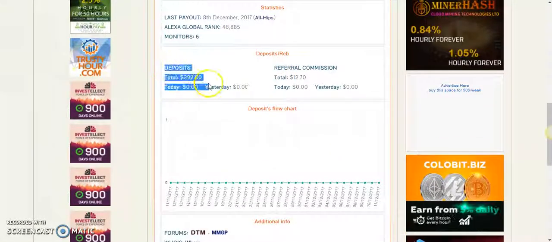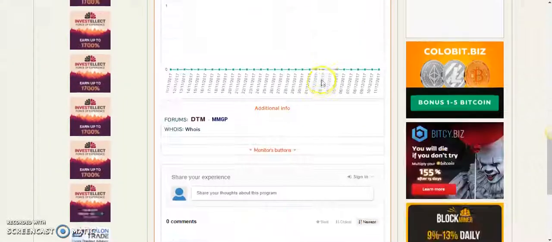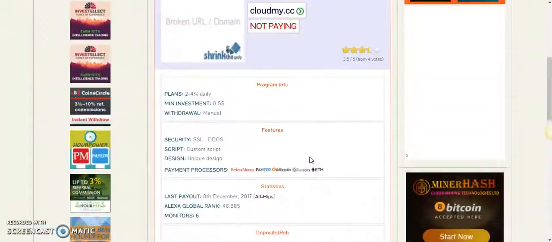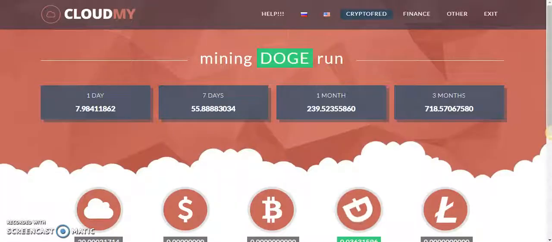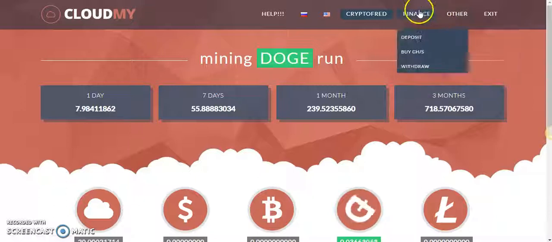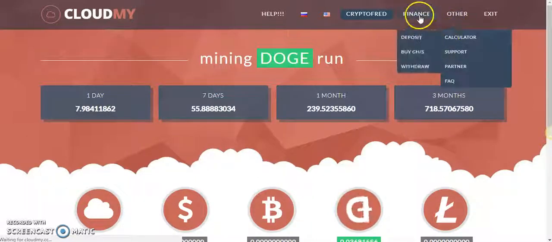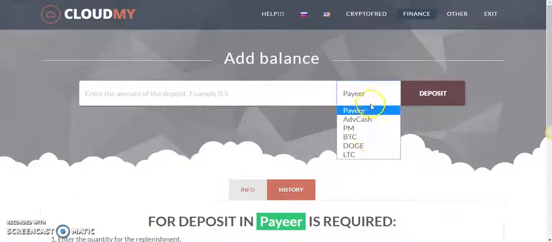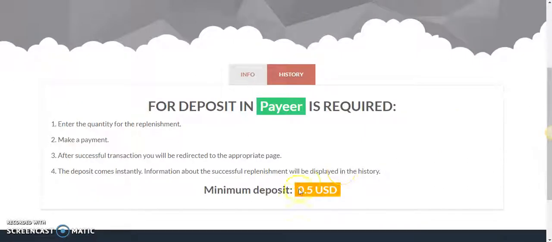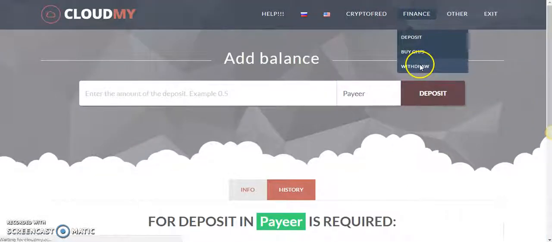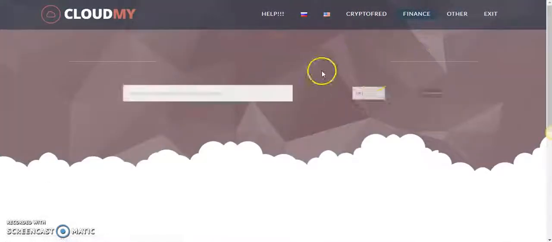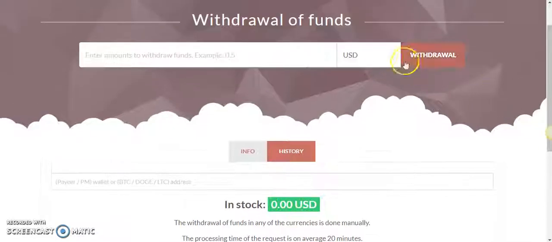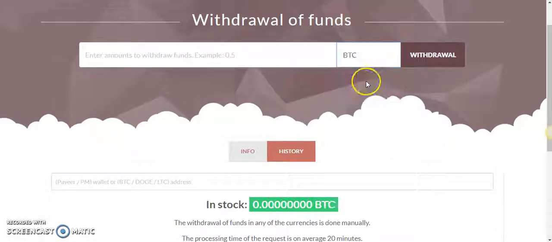All right, go down. We see 200 deposited today, $12 in referrals. Okay, there's no comments on this. So, in my opinion, guys, I would not trust this website to invest in. Okay, I would not deposit any money, like I said, but I will let it run to withdraw my Dogecoins. Okay, now they have a few payment methods here: Pay, Advance Cash, PM, Bitcoin, Doge, and Litecoin. There's a minimum for that. Let's see what's the withdrawal minimum. A lot of the times they give you a high minimum, so you're actually stuck with them for a while. Okay, for example, withdraw funds, Bitcoin, how much?